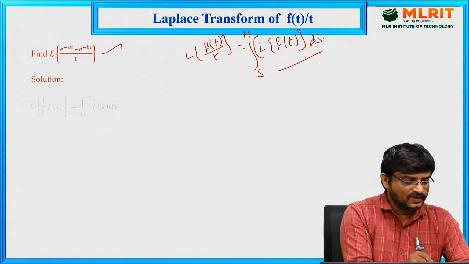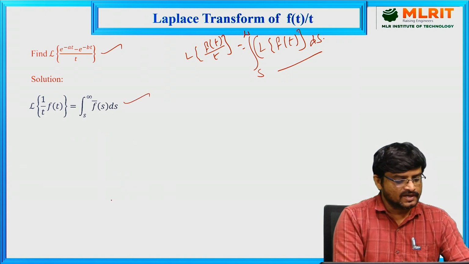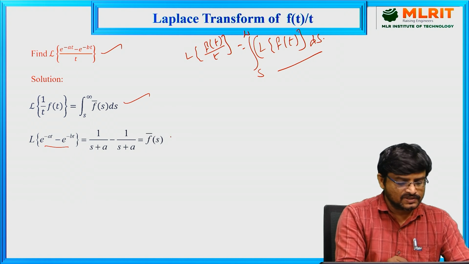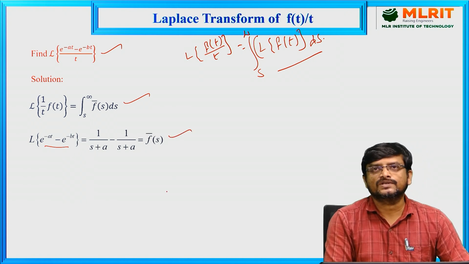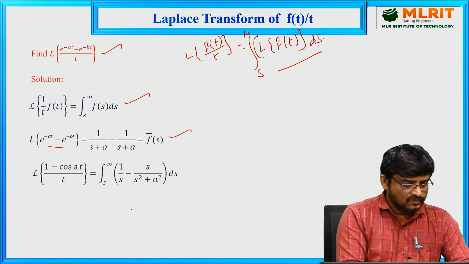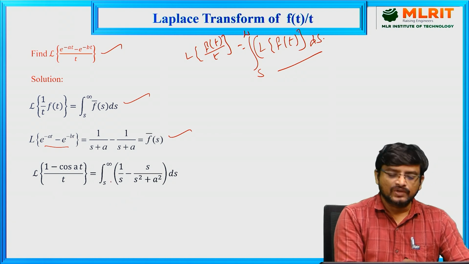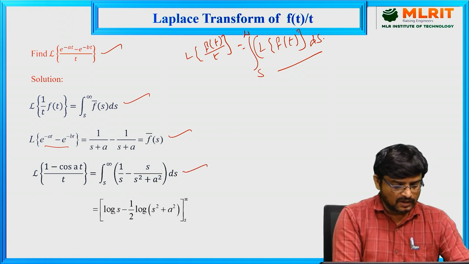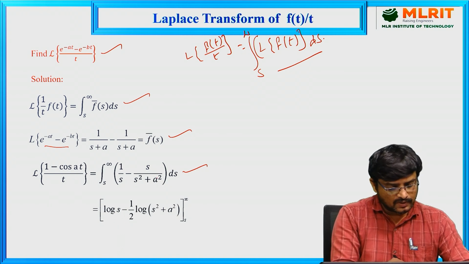So our f of t, this is a standard formula. So this is our f of t. Find out the Laplace transform for this. You consider this as f bar of s, and then find out the integral between s to infinity with respect to s. So here also you will get this same thing, log s minus 1 by 2. Apply the same procedure.